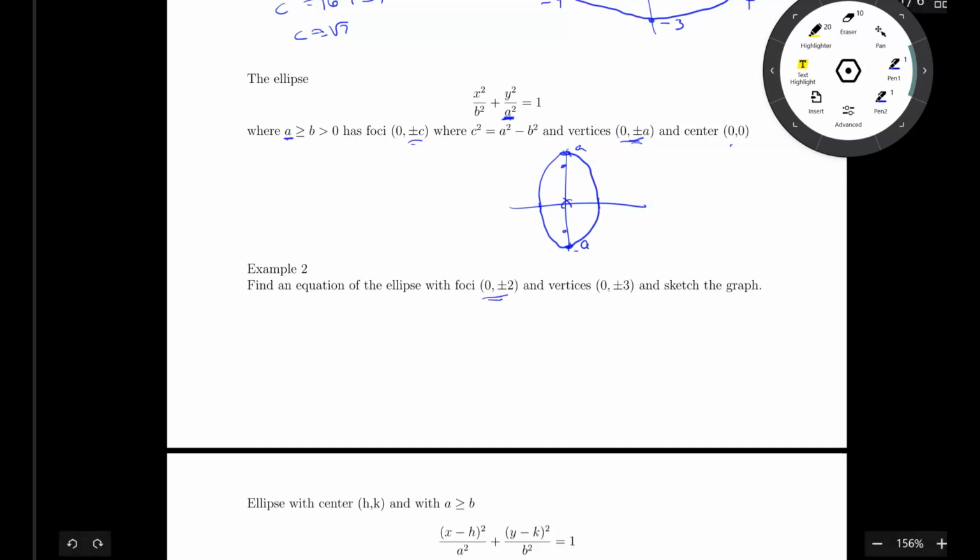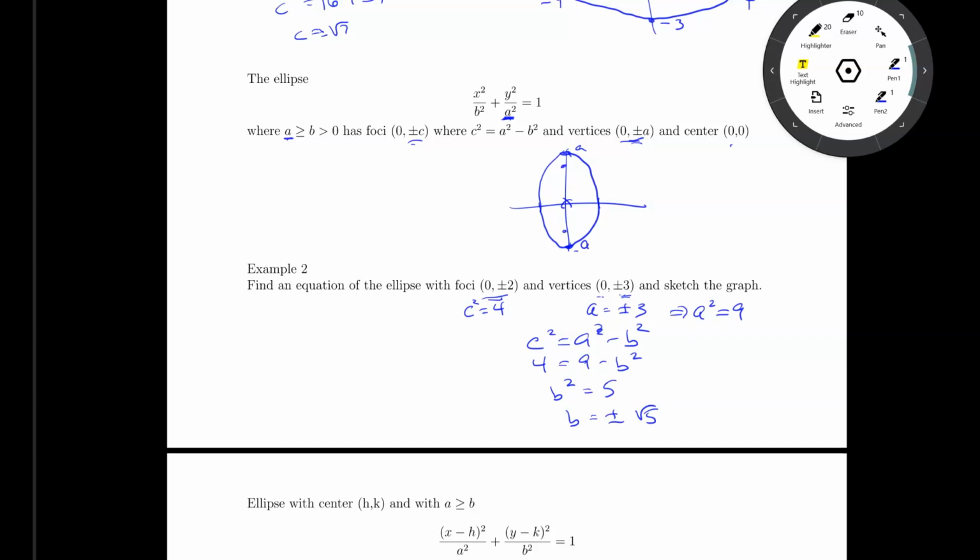So here I can see that the focus is going to be plus or minus 2, so that means c squared is 4. Here I'm looking at the y values being plus or minus 3, so the a value is plus or minus 3, and that tells me a squared is going to be 9. So here I have c squared is a squared minus b squared, right? I know that equation, so I have 4 is equal to 9 minus b squared. So solving for b squared, I get b squared is equal to 5.